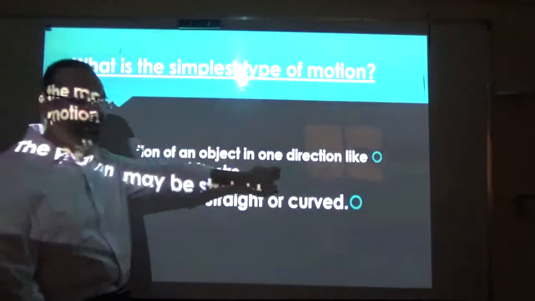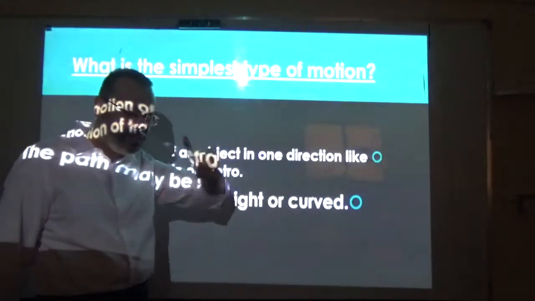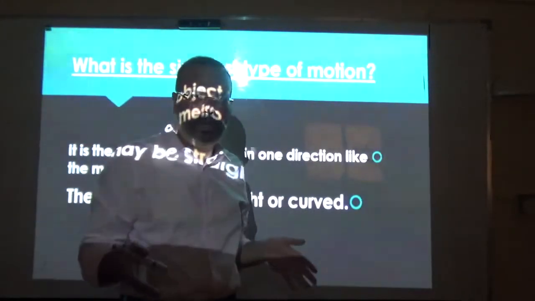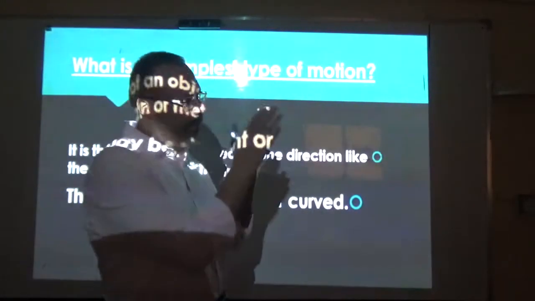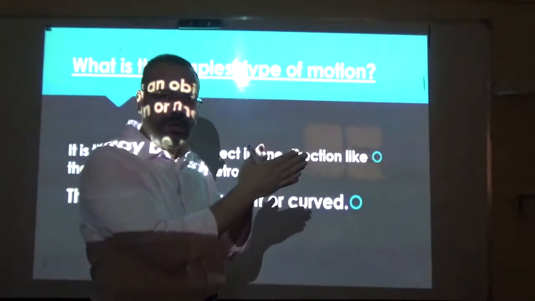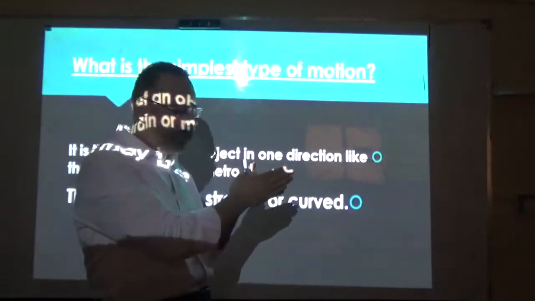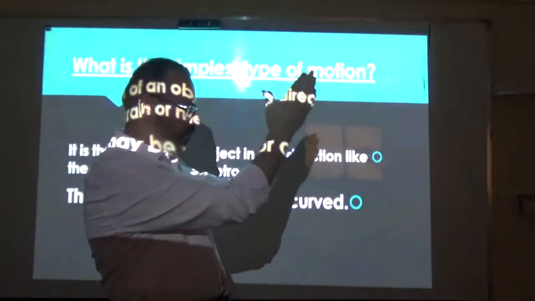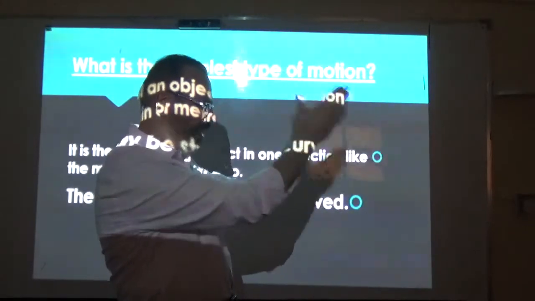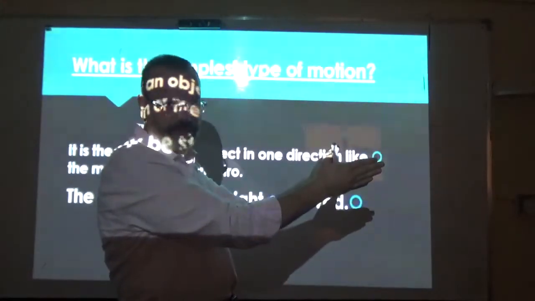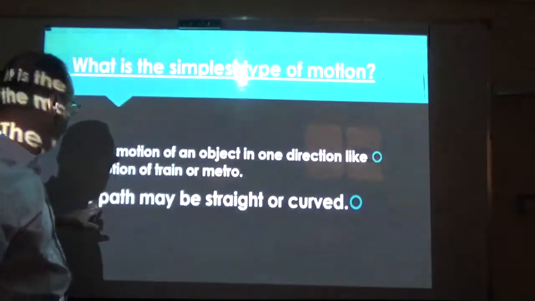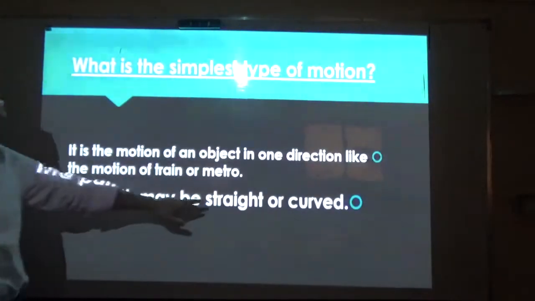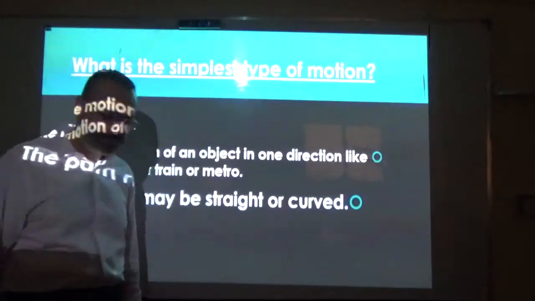When an object moves in one direction, that doesn't mean it must be a straight line, but it may be a curved line. Sometimes when we move in one direction, the path may become curved in some parts, not a straight line during all the travel. So the path of motion in one direction may be straight or curved.